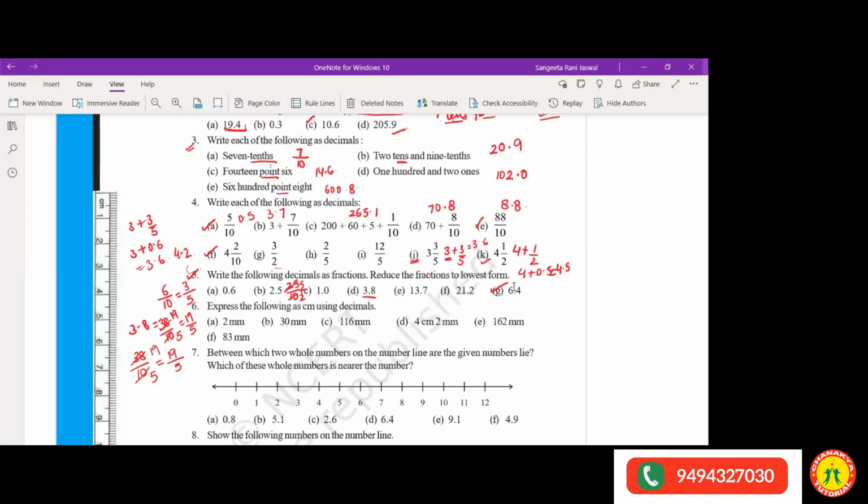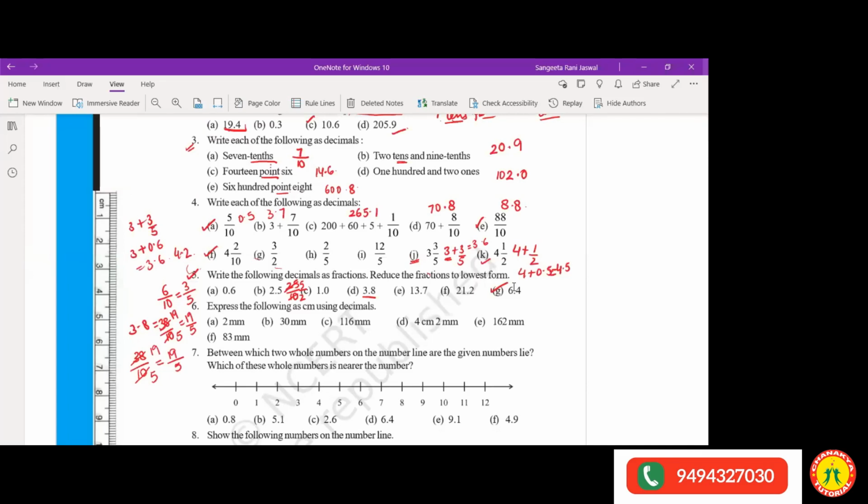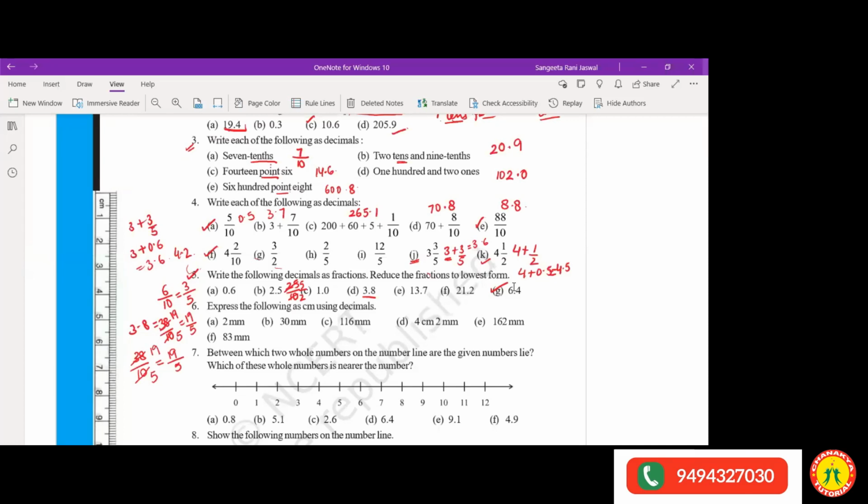And for 2.2? Charvik, you show me for 13.7. What have you got for 13.7? And Sritesh, you show me for 21.2. Ma'am, I did the next answers. Ma'am, I got 106.